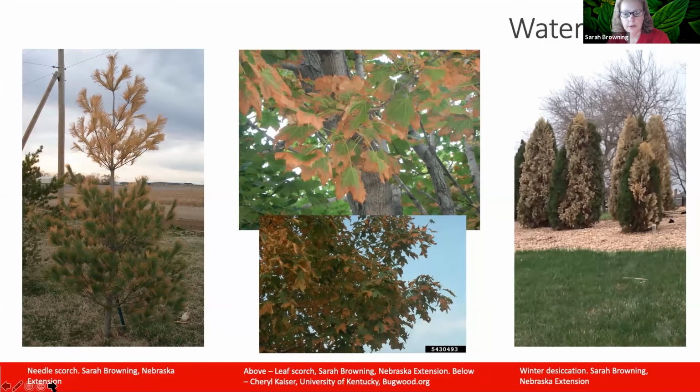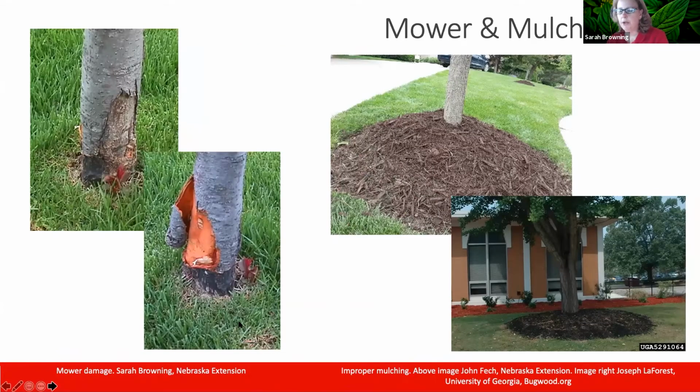Okay. So the final abiotic issues I'm going to talk about tonight are management issues. The two pictures on the far right show what we call mower blight, where the trees have been hit and we have physical damage to the trunk. These trees are not going to live very long because so much of the bark on the trunk has been damaged. The pictures on the right are mulch issues.